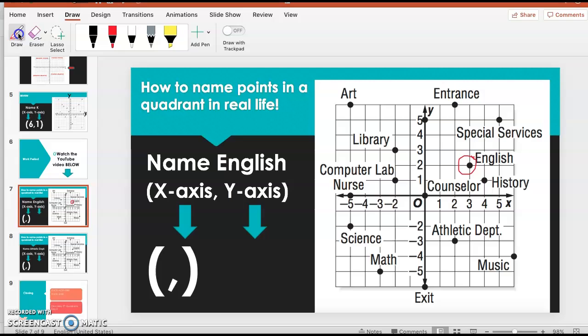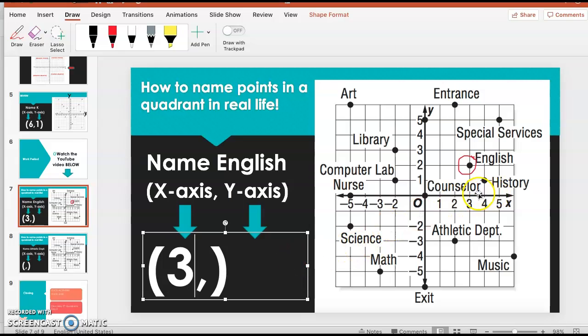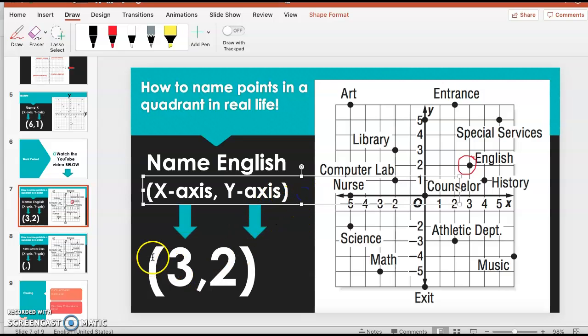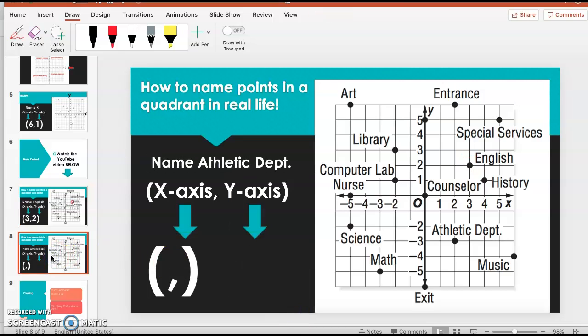We start off with the x-axis. So let's see what x is. X is this line right here. So we're on, looks like 3. And then we're going to go all the way up the y, okay? Remember, this long line going all the way up and down is your y. So let's see where English is. Oh, it looks like English is at 2. So how you name this would just be 3, 2, okay? Easy peasy. Let's try another one.